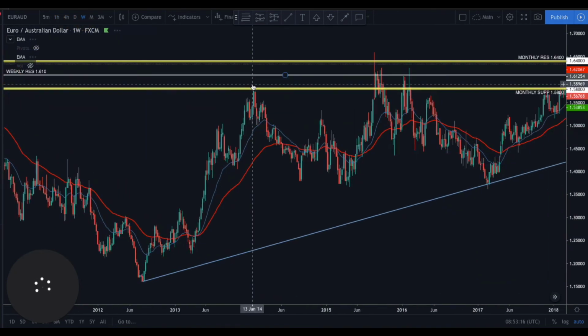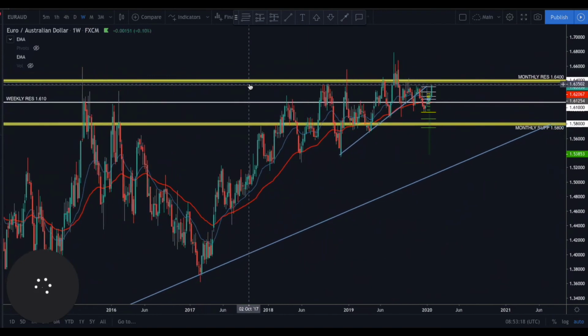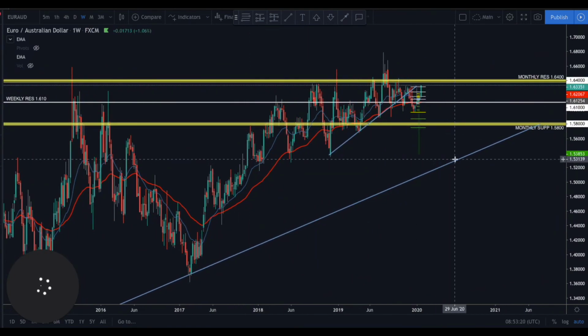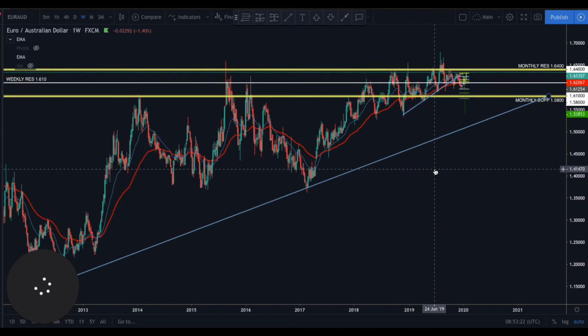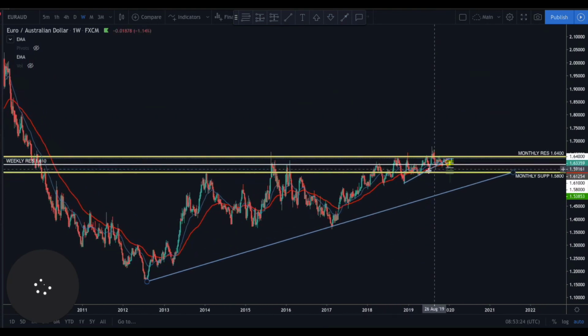On the weekly, you can see where I was targeting. So weekly would have been this downward slope, this upward sloping trend line just here. Now if you zoom out, 2013, we've made one. That could have been the third touch there, because we are forming a long-term wedge on Euro Aussie.